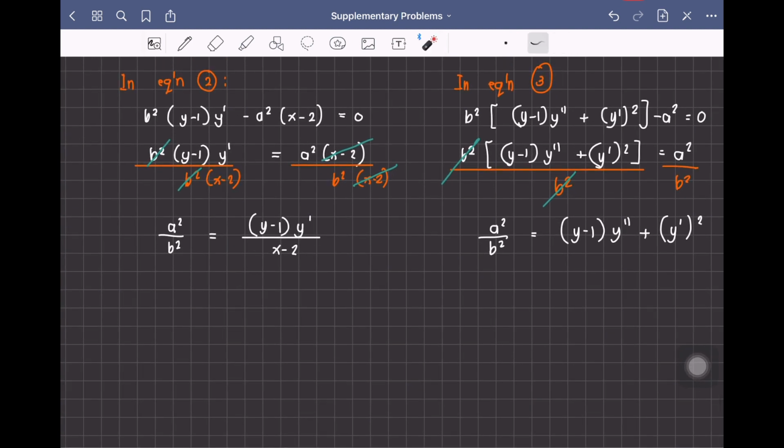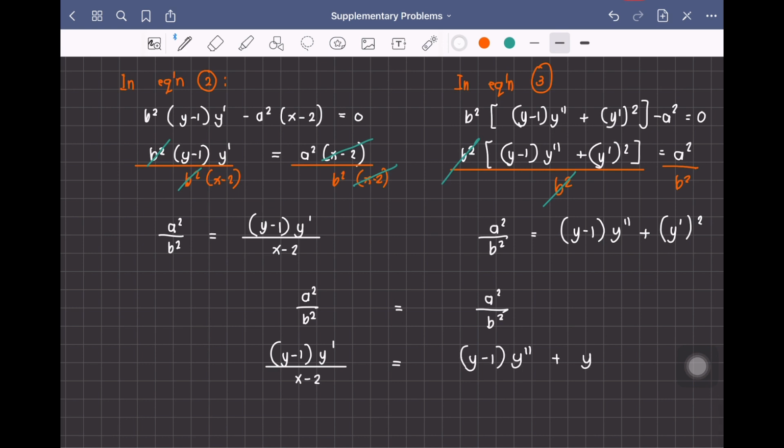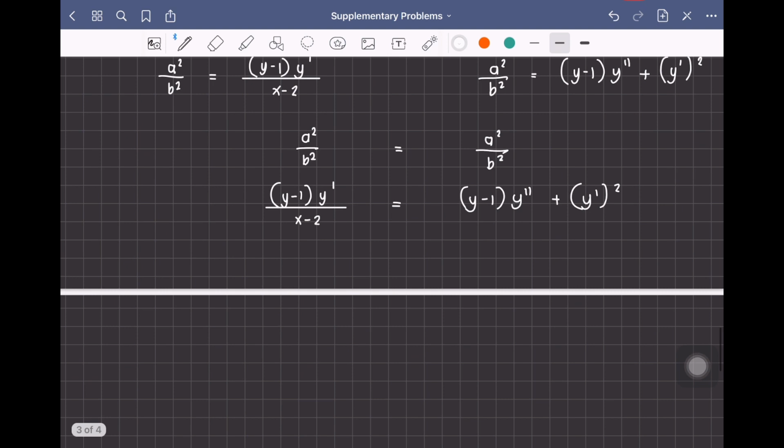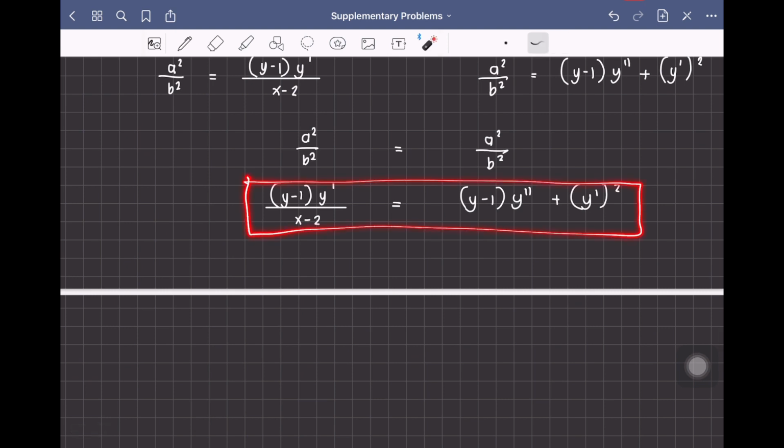You were able to get in equation 2, ito yung value ng a squared over b squared. In equation 3, ito yung value ng a squared over b squared. So, in the end, let's just equate that since they are both a squared over b squared, i-equate na lang natin. Meaning, equal lang ang value nilang dalawa. So, on the left side, that would be equivalent to y minus 1, y prime over x minus 2. And then, on the right side, you have there y minus 1, y double prime, plus y prime squared. Okay. So, sunod dito, sisimplify na lang natin siya kasi after equating, wala na si a and b. So, this will lead us to our final answer na we just have to simplify.